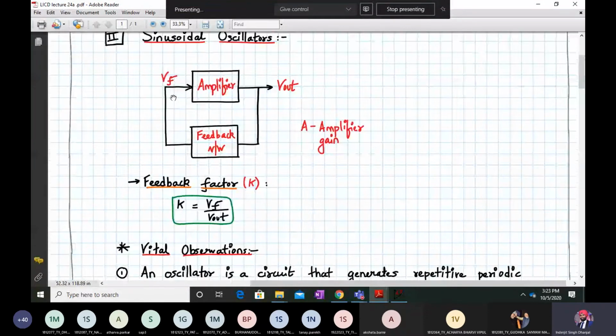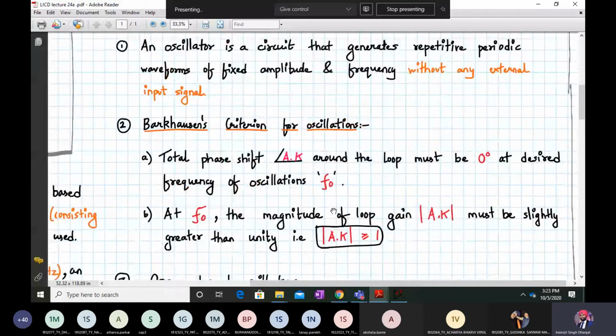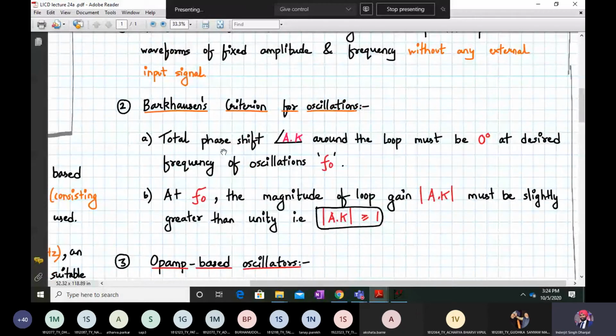We are talking about this loop. As the signal proceeds from the left of the amplifier to the feedback network and back to the amplifier, the entire loop should have a phase shift of 0 degrees. That means the total phase shift, that is A into K around the loop, must be 0 at the desired frequency of oscillations.